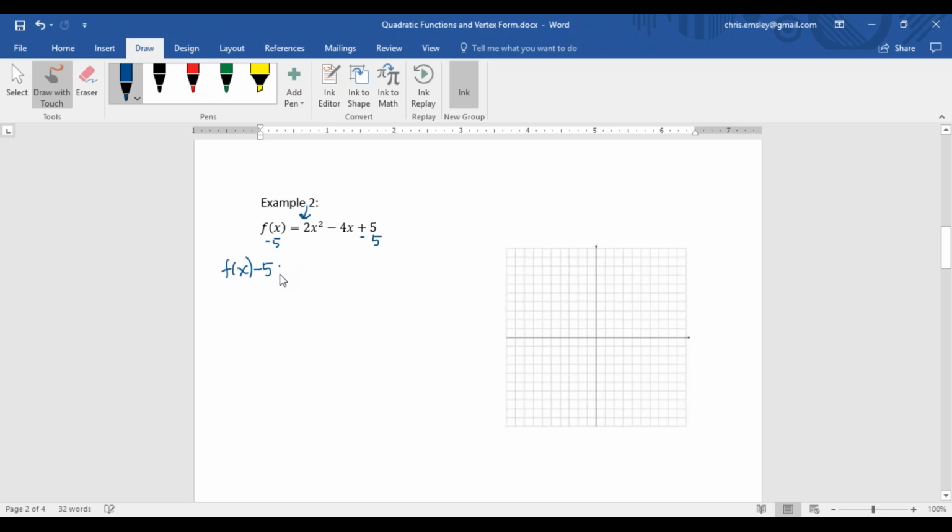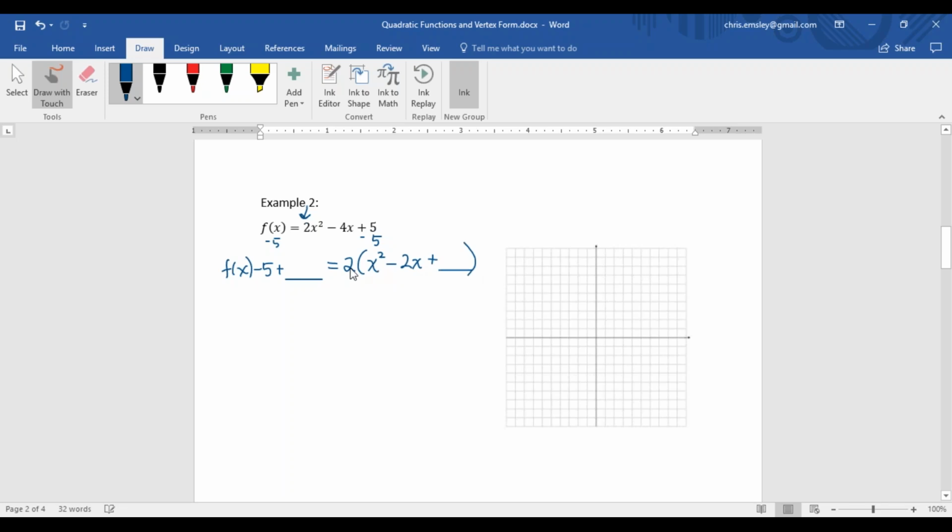And I like to leave a little space over here to write my term that I'm going to add to both sides, just because it saves me from having to rewrite it so many times. Now on the right-hand side, when we have these x terms, anytime you have a coefficient in front of your x squared term, you need to factor that out front. So that's how we'll handle it.